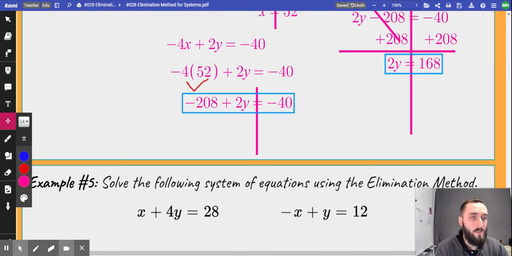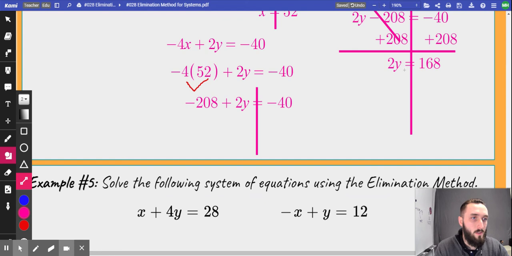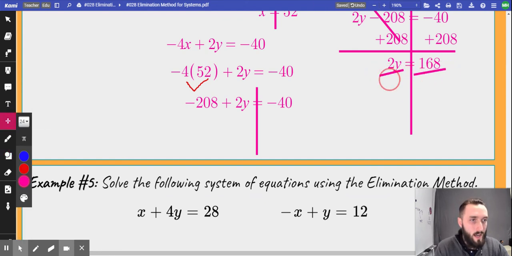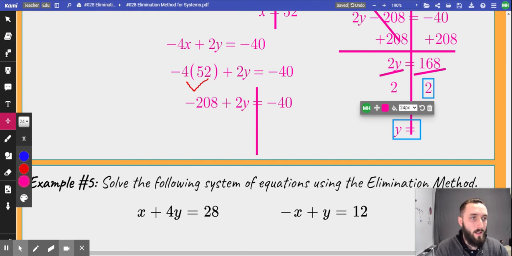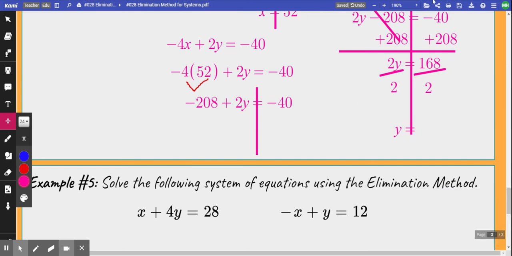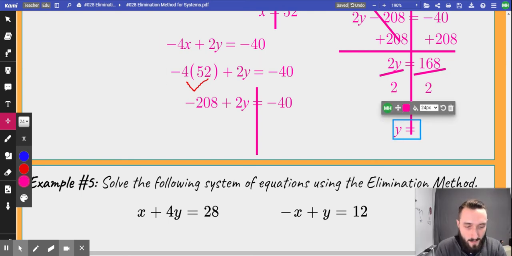All right, my last step is going to be to divide by the number that's next to my variable. In this case, that's y. So I'm dividing by 2 on both sides. And my y is going to be equal to whatever I get when I divide 168 by 2, which I'm going to do in my Desmos calculator just to make sure I get this correct, and it looks like it's 84. So I've gotten my x, I got my y.